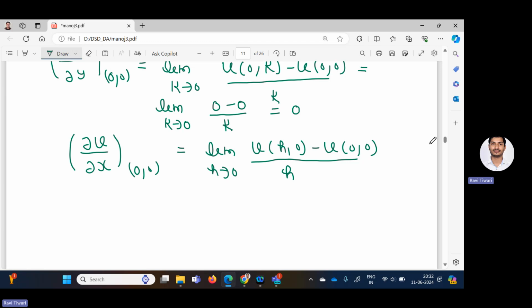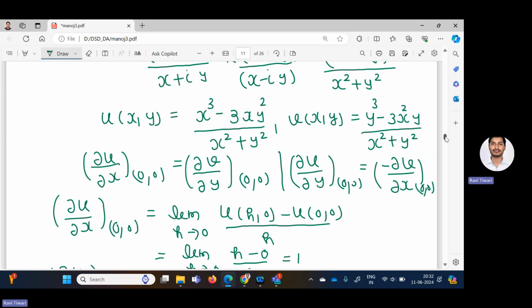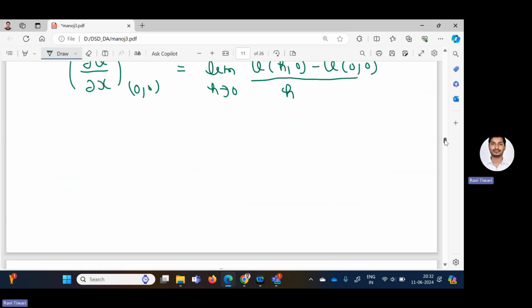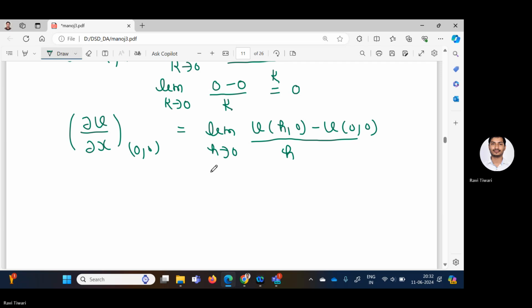So what will be the value of v(h,0)? v(h,0) means x component h and y component 0. So here the y component is 0, here also the y component is 0. What will you get? Limit h tends to 0 of 0 minus 0 by h. This equals 0.